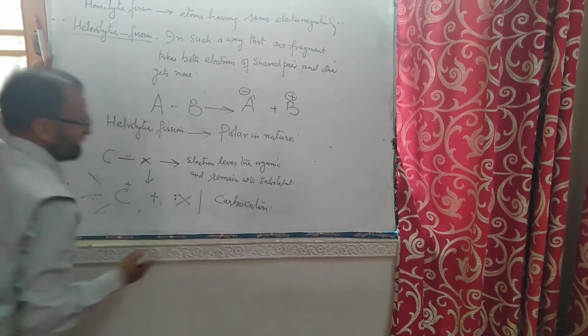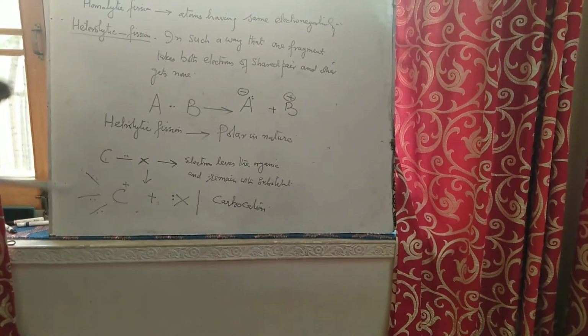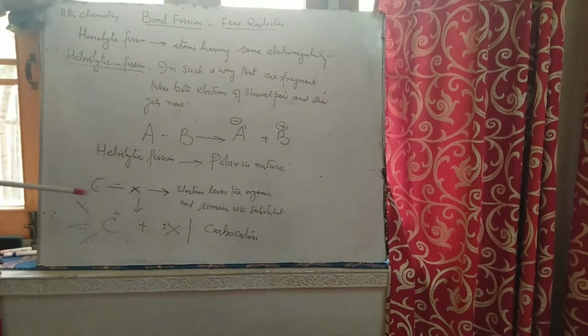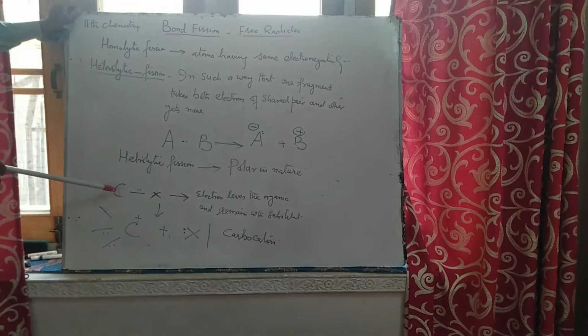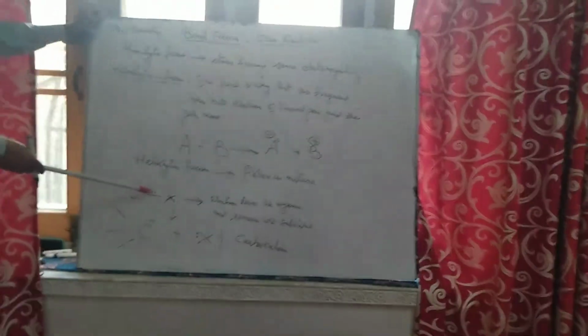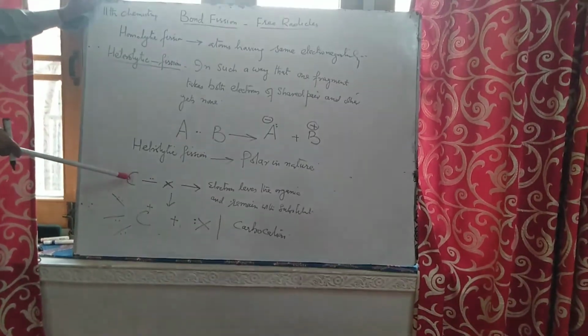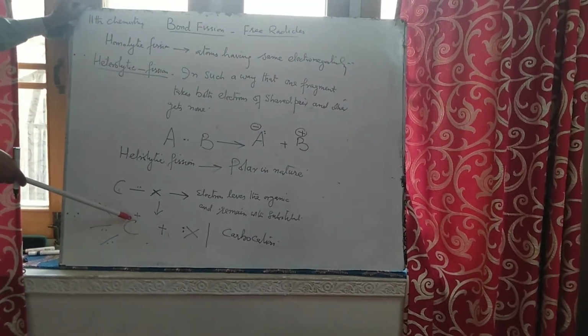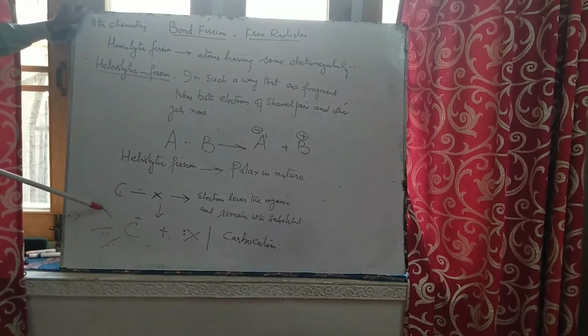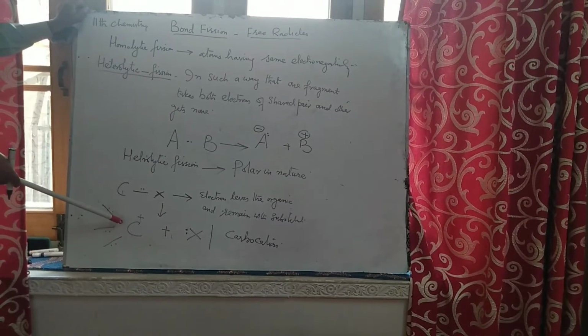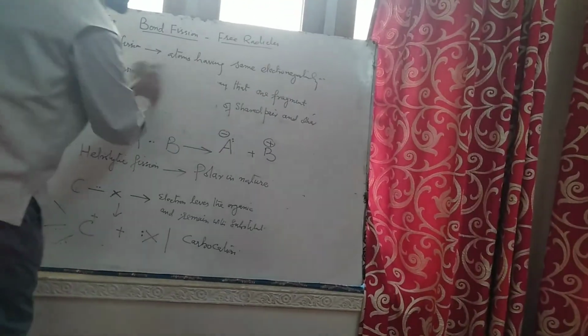This is the carbocation. That means in heterolytic fission, I have shown you that this is the bond between C and X, where C is the organic species. This electron pair goes with X and leaves the organic group, and the organic group now gets positively charged, and already there are 6 electrons, so it is a carbocation.